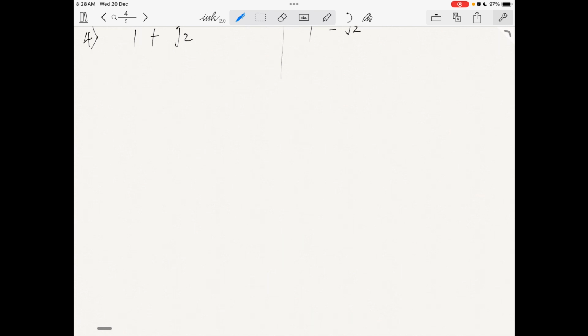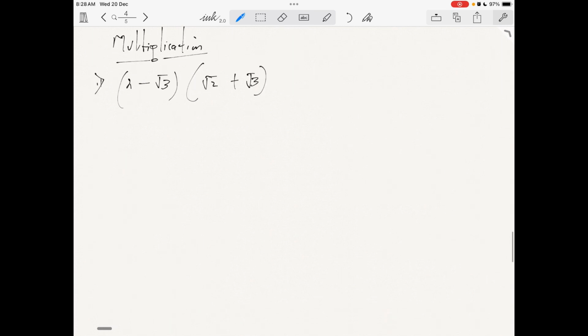Now let's start with the multiplication. This is number one. Let's take the simplest case we might have. We want to multiply two surds together. Let's say we have 2 minus root 3, and then we multiply by root 2 plus root 3. It's just like normal multiplication.